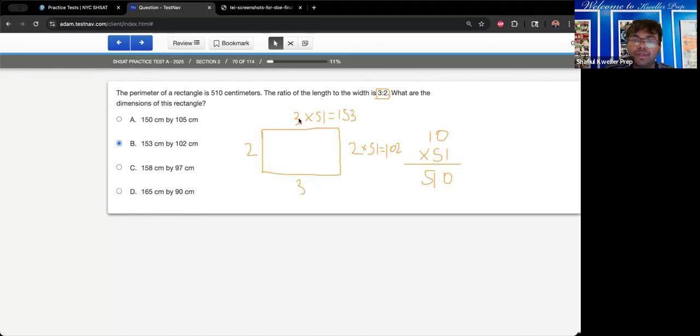Again, another way to do it, you can just say 3x, 2x, and then add them up. 10x is equal to 510. You get x is equal to 51, and then you would just multiply x with each side. That's another way you can do it, but they're both the same thing. Let's go to the next one. I'll leave this up for a few more seconds. Okay.